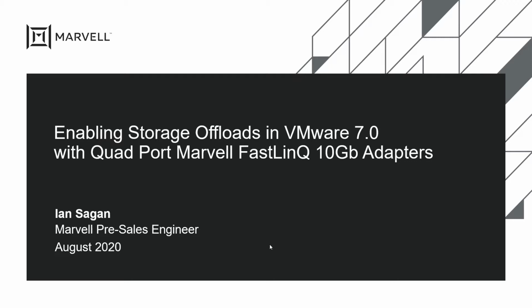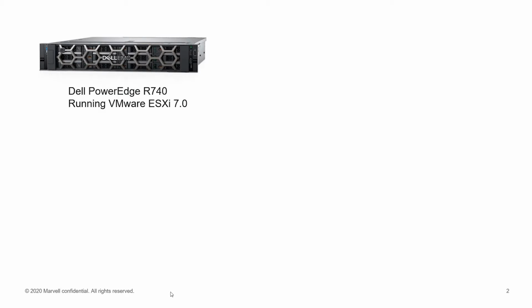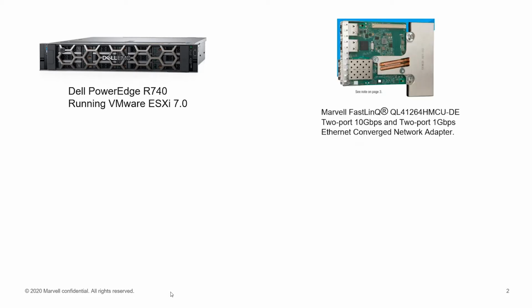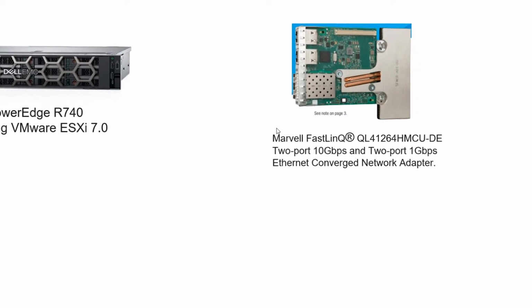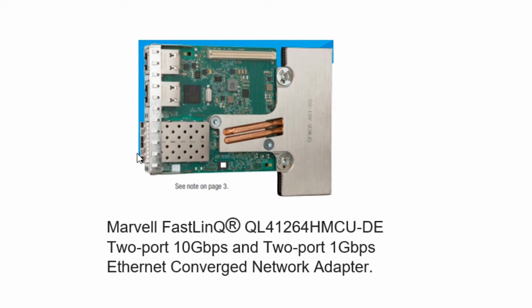I'm a pre-sales engineer for Marvell, and today I'd like to talk to you about how to enable storage offloads on vSphere 7.0. We're using a Dell PowerEdge R740 running VMware vSphere 7.0, and we have our RNDC converged network adapter with four ports, two 10 gigabit SFP+ ports plus two 1 gig ports. We'll be concentrating on the two 10 gigabit SFP ports and enabling storage offloads on those.